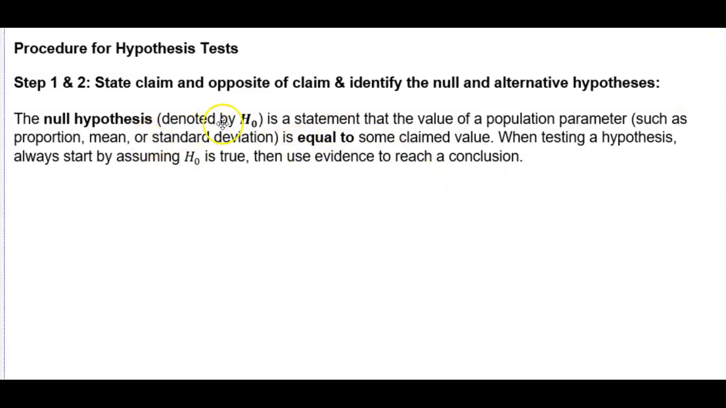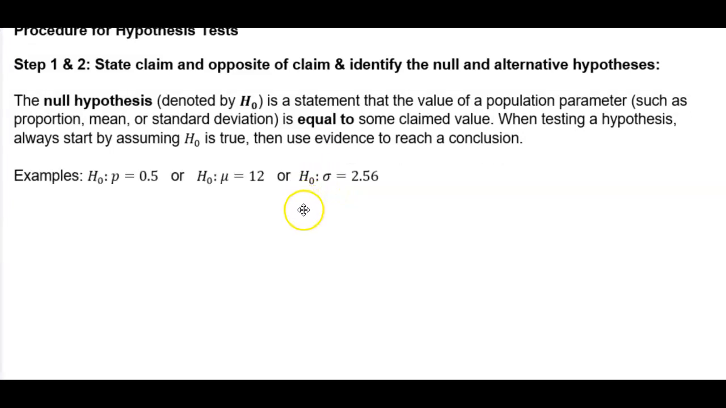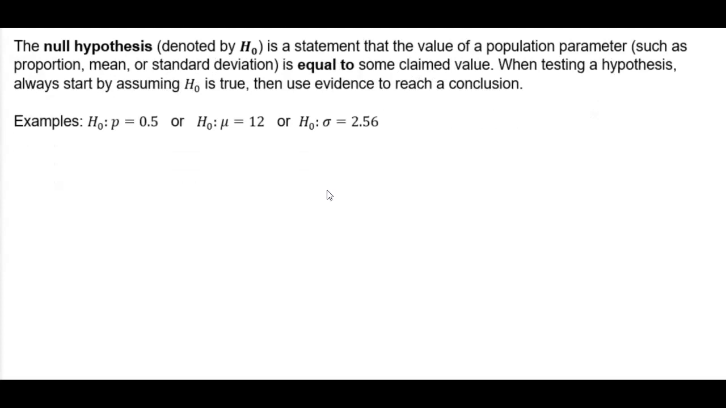Now again, the one key thing about the null hypothesis is that it always has the equal sign associated with it. So here are some examples of the null hypothesis where P, the population proportion, is equal to 0.5. Or the null hypothesis where we have the population mean, which is equal to 12. Or we have a null hypothesis where the population standard deviation is equal to 2.56.